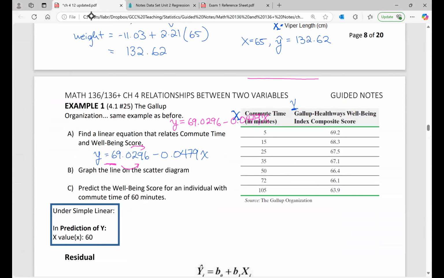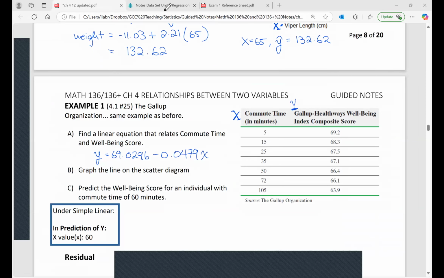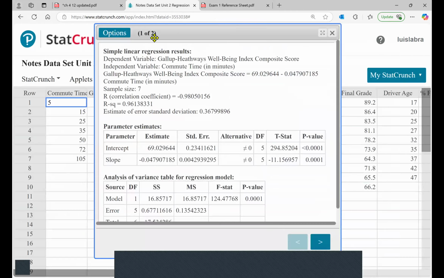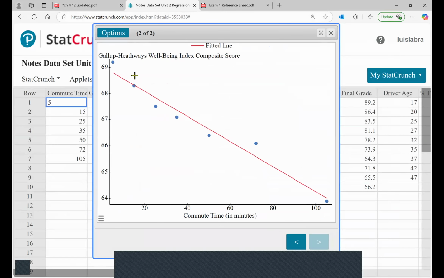All right, now that that is our equation, the next part says to graph this on our line. And I'm not going to ask you to graph it by hand because StatCrunch actually has this. So in the result setting, there's a little arrow down here. And if you click it, you can see that we have our scatter plot that we created earlier, but this time it has a red line. And that red line is called the fitted line. In other words, it's the equation that we created.